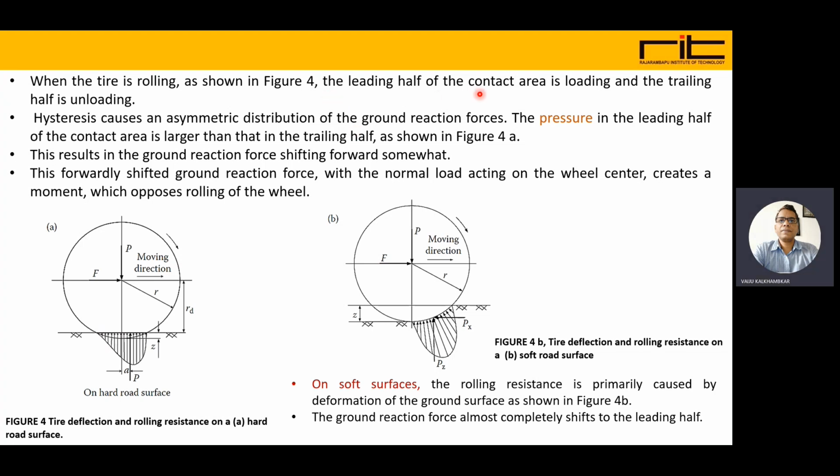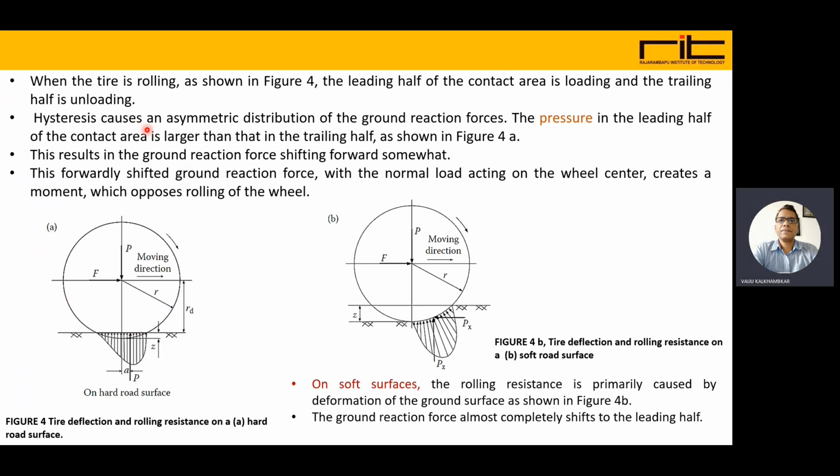It can be seen that the leading half of the central area is loading. So if it is moving in this direction, this is the leading portion, and the trailing half is unloading. So this portion is the trailing half. This is unloading, because when the tire is moving, it applies force, so it is loading. When it has left, this portion will now come and its loading is removed, so it is the unloading portion. So this half is loading and this half is unloading.